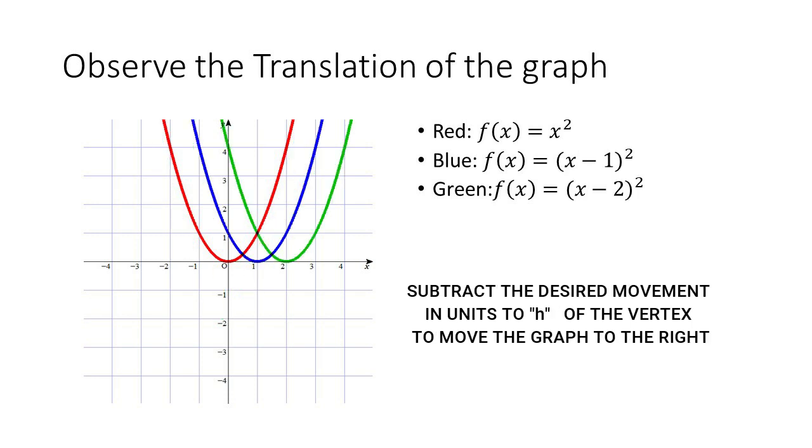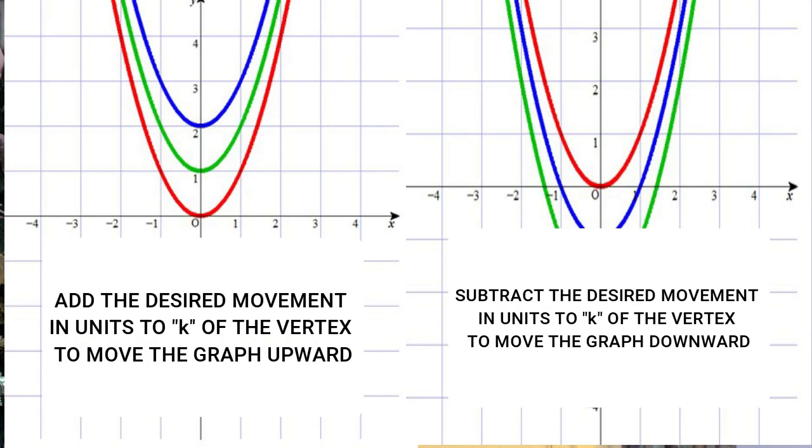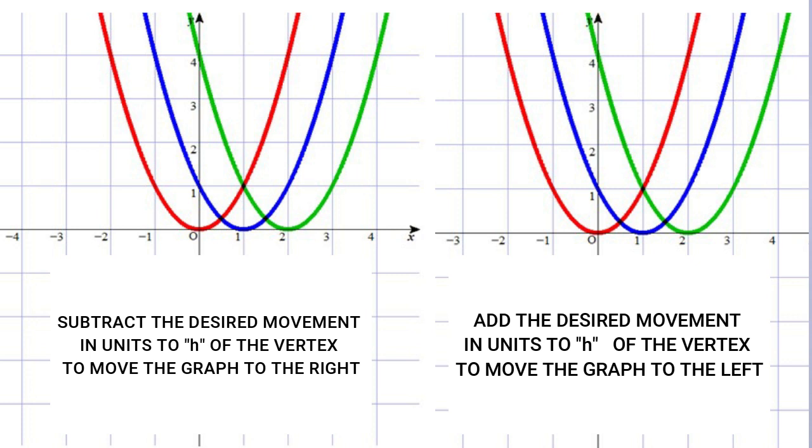Now let us observe the translation of the graph. If we want to move the graph 1 unit to the right, it means that you will be subtracting 1 unit inside the binomial. What if you want to move 1 unit to the left? You just need to add a unit to our variable x. To summarize, if you want to move the graph upward or downward, there will be a change in the value of k. If you want to move the graph horizontally, you need to change the value of your h.